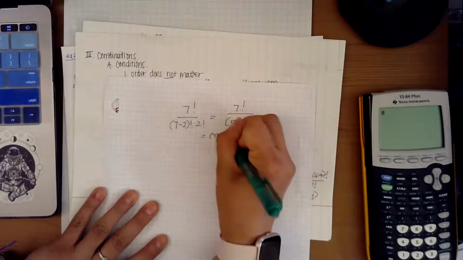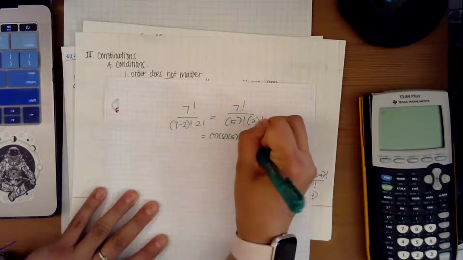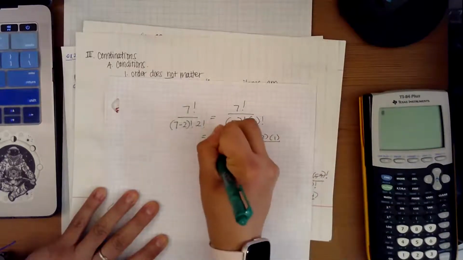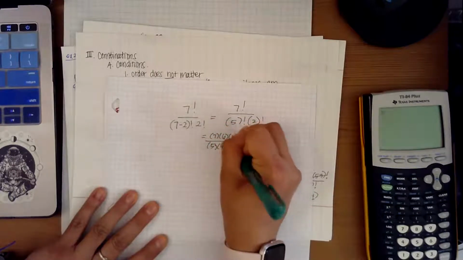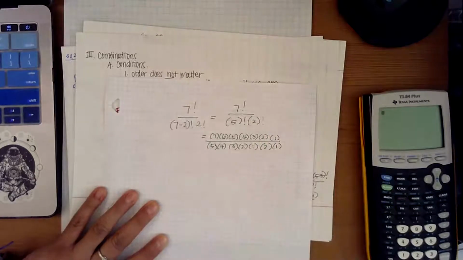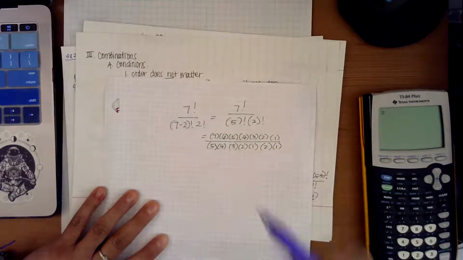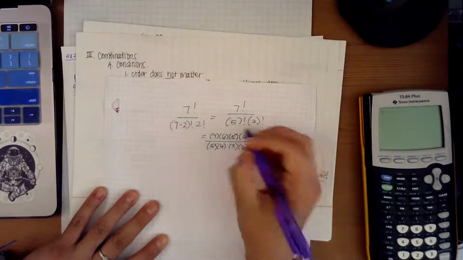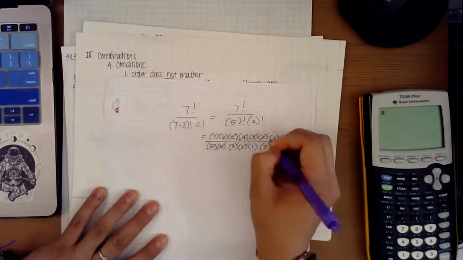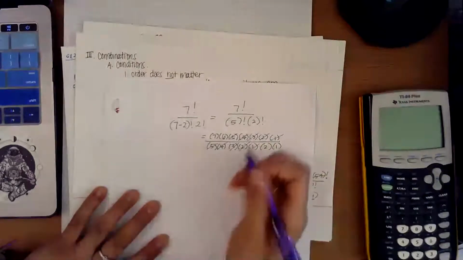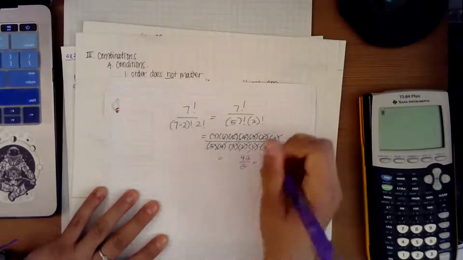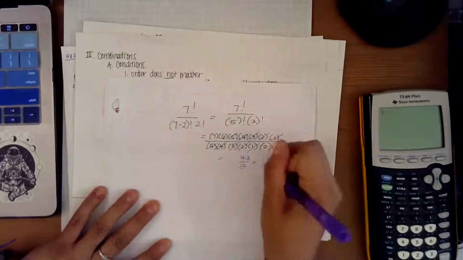7 times 6 times 5 times 4 times 3 times 2 times 1 all over 5 times 4 times 3 times 2 times 1 times 2 times 1. By doing that, this 5 cancels with that 5. This 4 cancels with this 4. This 3, this 3, this 2, this 2, this 1, like that, yeah? So I'm left with 42 over 2, which gives me 21, okay?